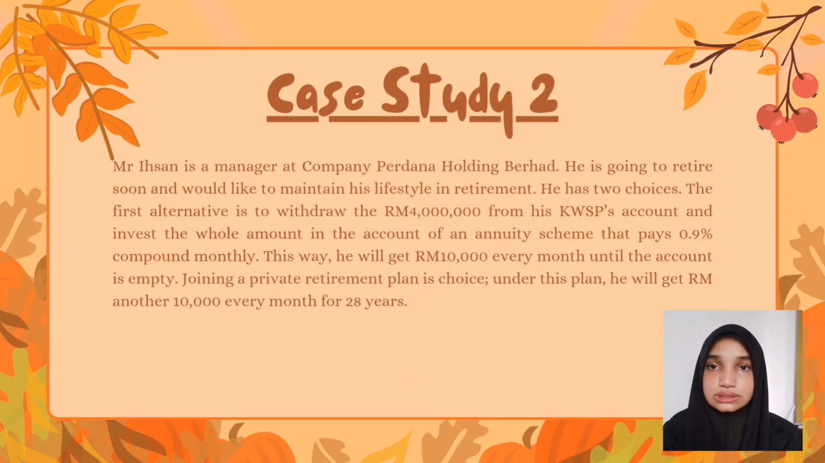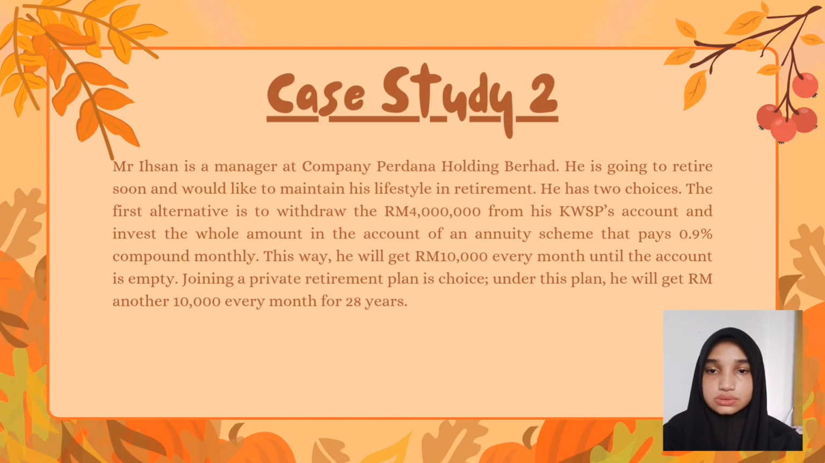Case study 2. Mr. Isan is a manager at company Pradana Holding Berhad. He is going to retire soon and would like to maintain his lifestyle in retirement. He has two choices. The first alternative is to withdraw the 4 million from his KWSP account and invest the whole amount in an annuity account that pays 0.9% compounded monthly. This way he will get 10,000 every month until the account is empty.